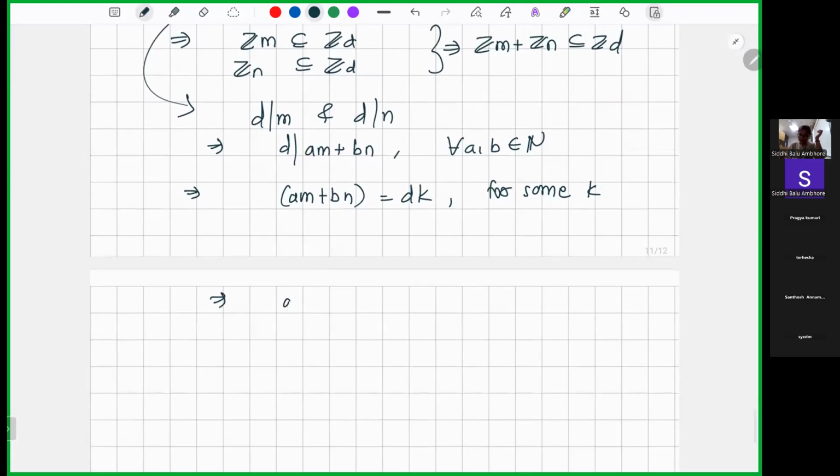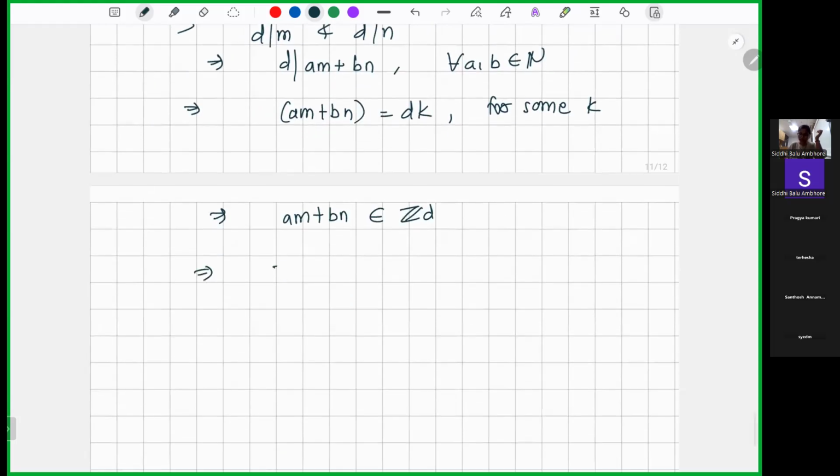And this will imply that this AM plus BN belongs to ZD, and then this is essentially the expression for the elements from the set Zm plus Zn. So this will imply that Zm plus Zn is contained in ZD.